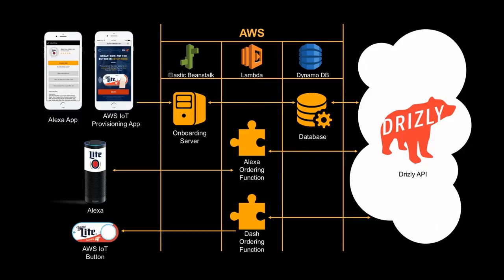An overview of the end-to-end architecture for MillerCoors. They had multiple different touch points for their customers. They started with the AWS IoT button, but also because you're already making use of Lambda and Dynamo and all of these other AWS services that know about your workflows end-to-end, they also added Alexa and an app as well. So now they have multiple touch points with the ability to reorder MillerCoors from a click of a button or by asking Alexa.